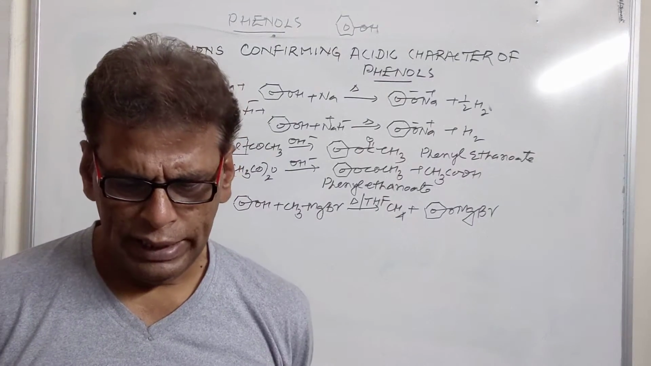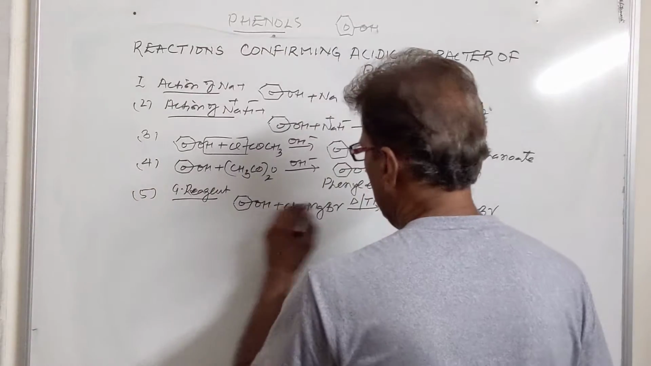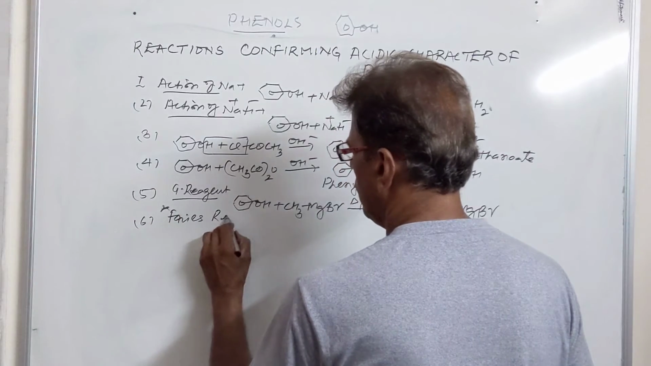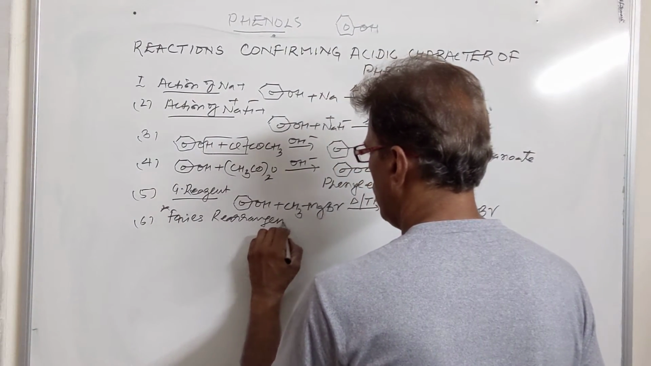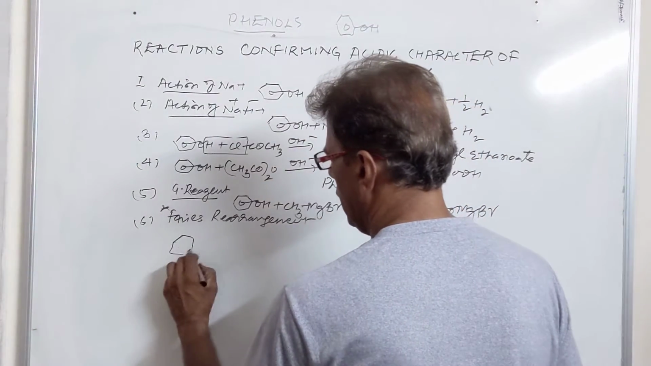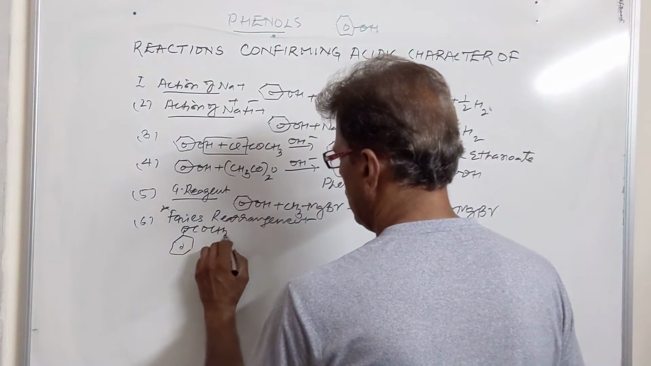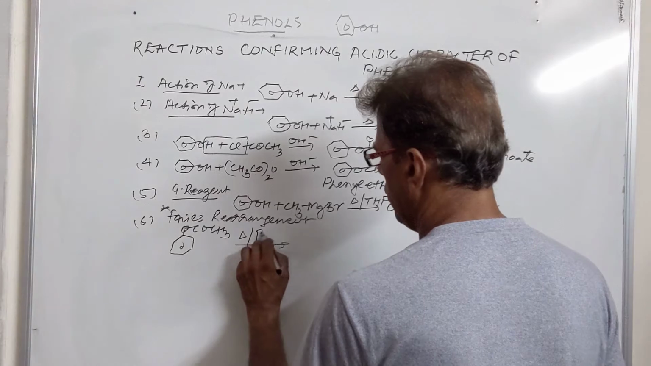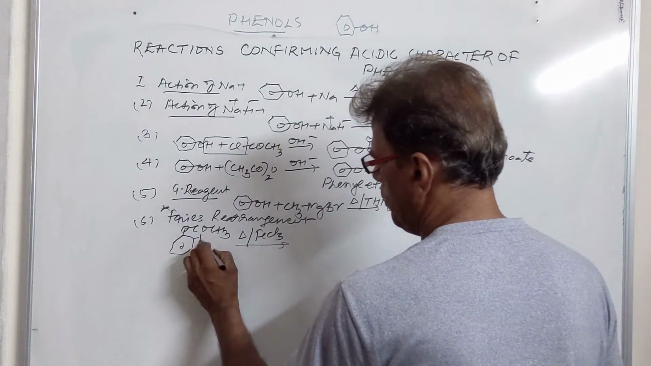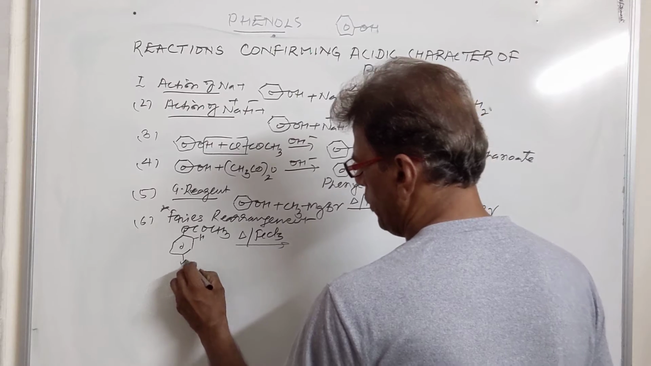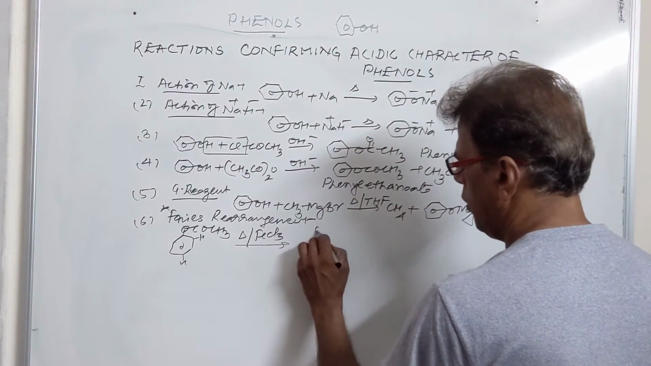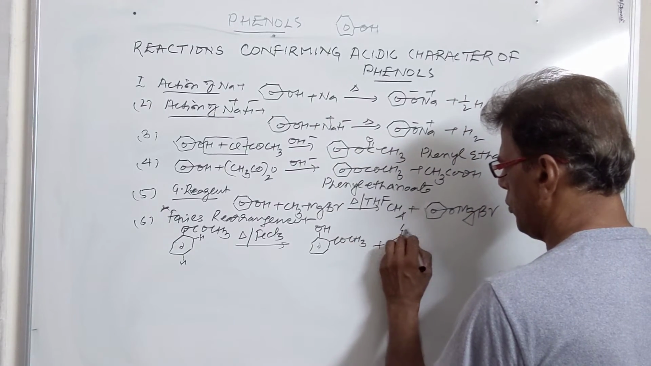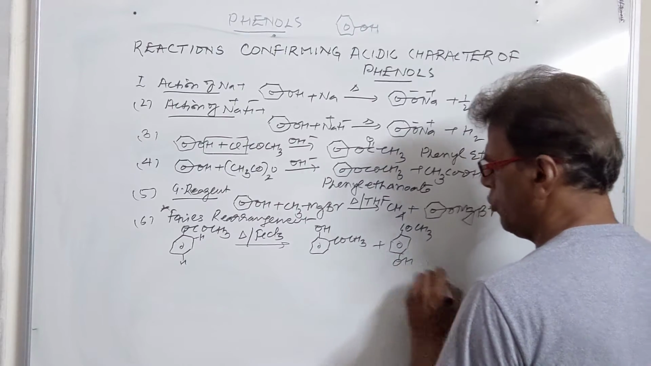Then we have the next reaction of phenyl acetate, that is Fries rearrangement. When phenyl acetate, this ester, is heated in the presence of ferric chloride, this COCH3 group migrates to either ortho or para position. We will get ortho-hydroxy acetophenone plus para-hydroxy acetophenone. So these two products are obtained.